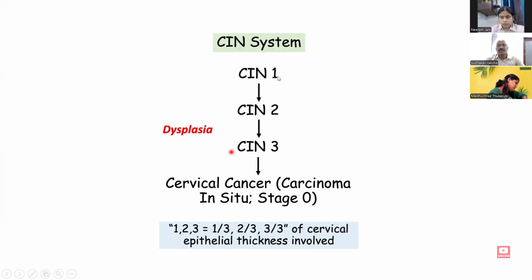CIN1 means the atypical cells are present in the lower 1/3 of the epithelium. CIN2 means lower 2/3. CIN3 means the entire thickness is filled with atypical cells. So 1/3, 2/3, 3/3. Entire thickness filled is CIN3. Next is the invasive carcinoma or cervical cancer.